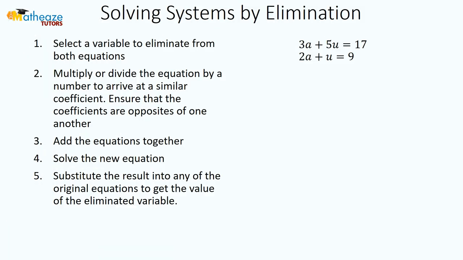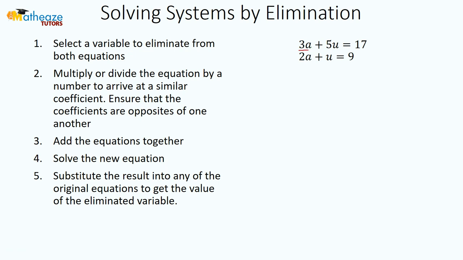Now let's look at elimination. When you're dealing with elimination, we have to determine what variable we want to eliminate, and then we're going to multiply the equation by a specific number so that we have the same value on both equations for that specific variable. Now, let me show you what that means.